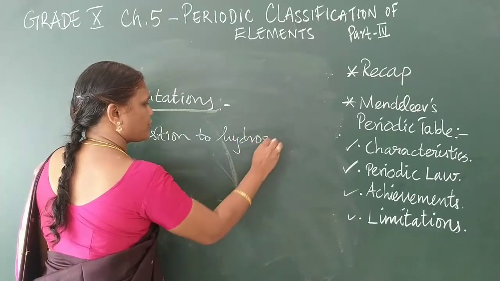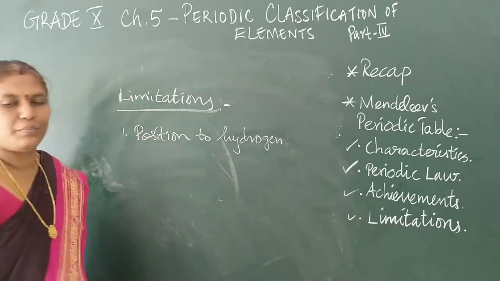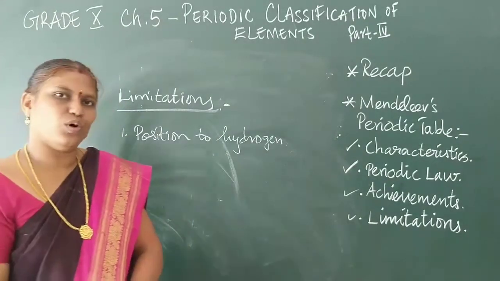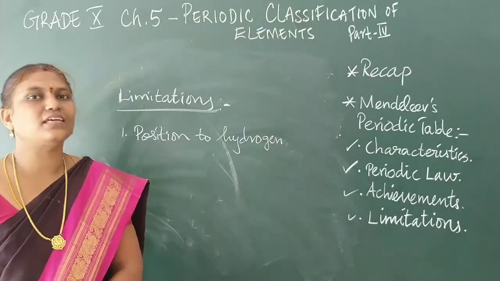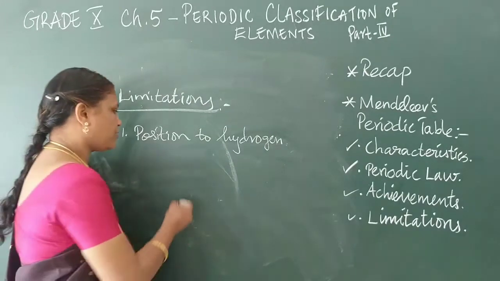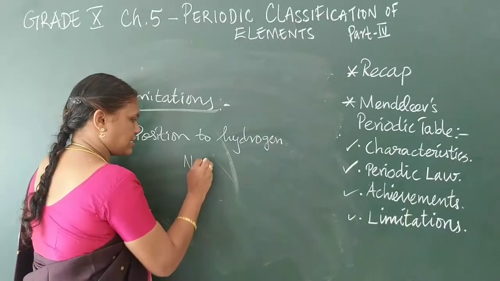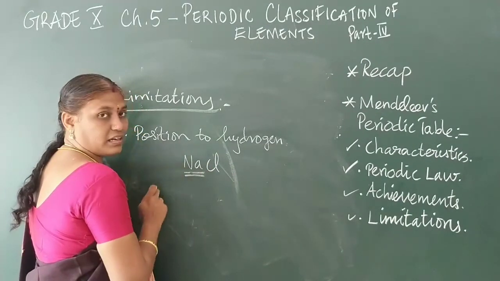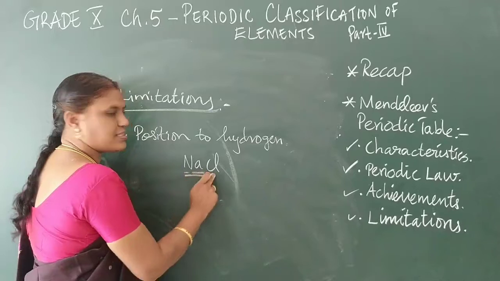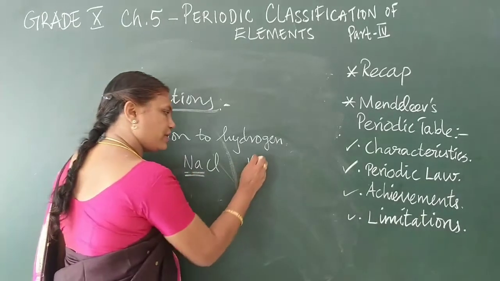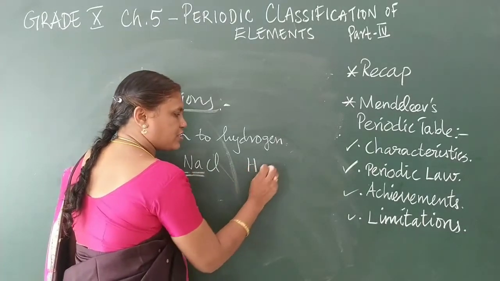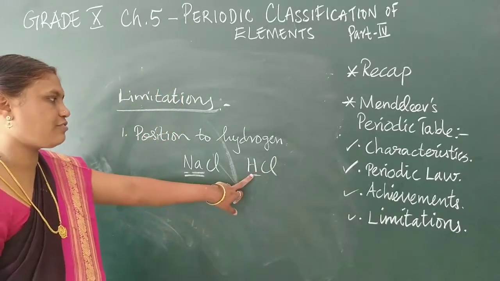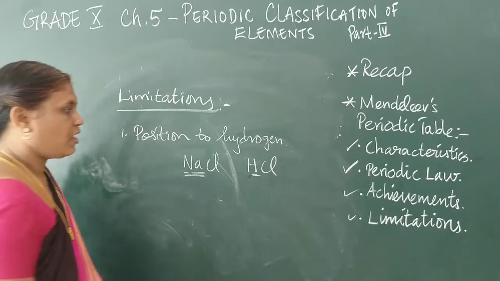Why can he not give a position to hydrogen? Because hydrogen has the character of both metals and non-metals. For example, NaCl. What is the role of hydrogen here? See, sodium here is a metal, Na plus Cl minus. Similarly, it will act in HCl. So here it acts as positive. It has the character of what? Metal, positive.